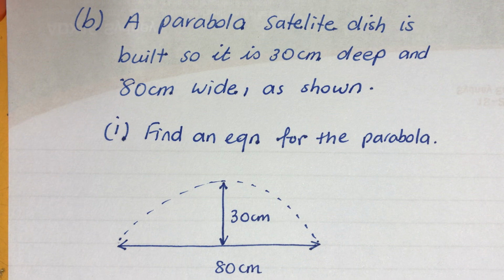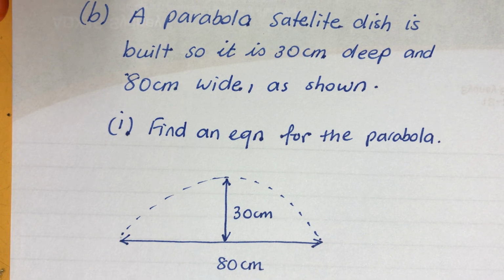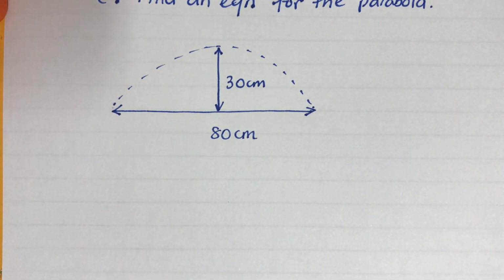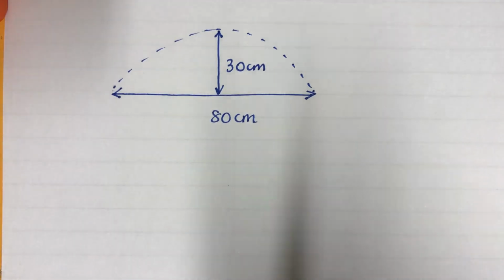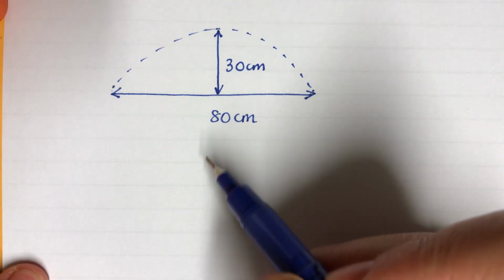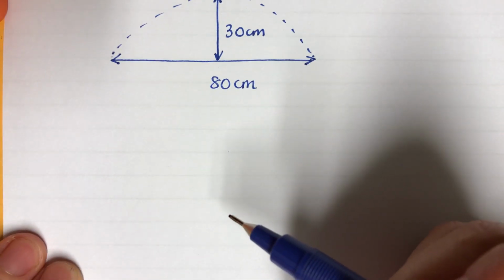The standard formula will be y equals ax squared plus bx plus c. Then we will find the quadratic equation just like what we did from part A. So how are we going to find these 3 points? Now I'm going to put this diagram into the number plane.